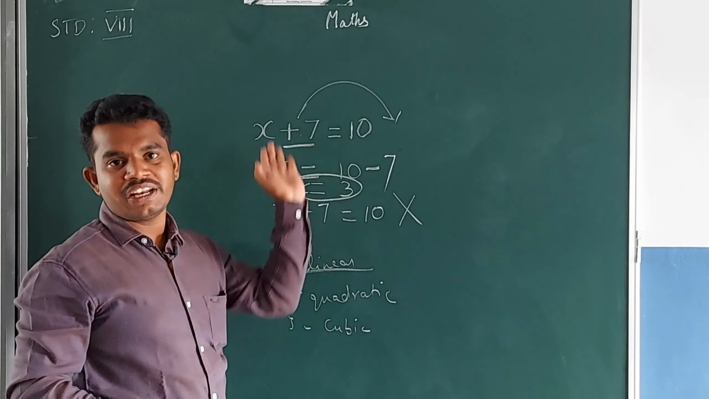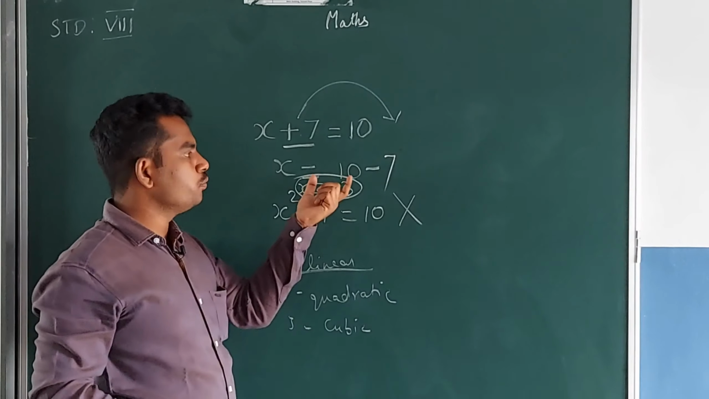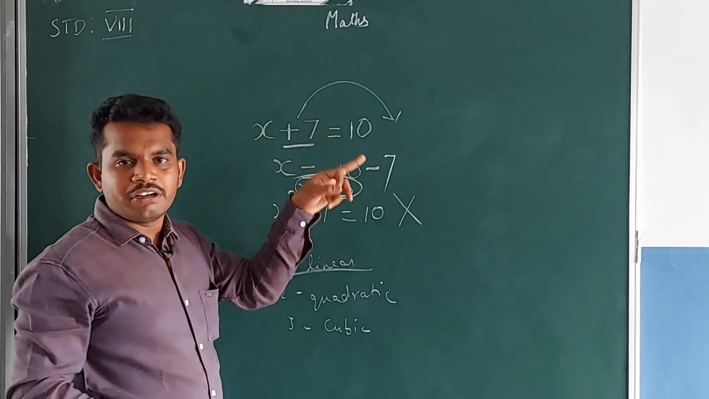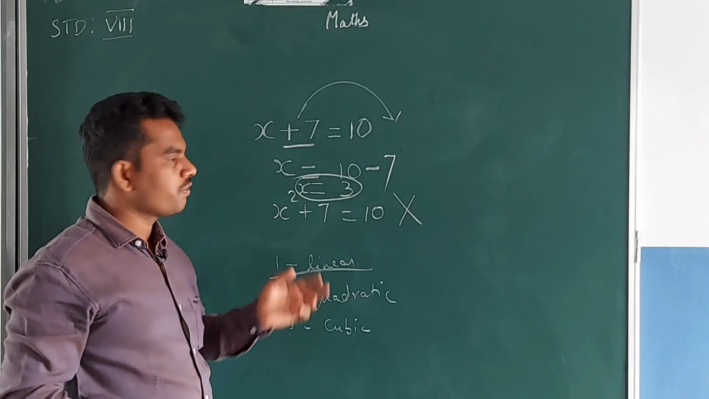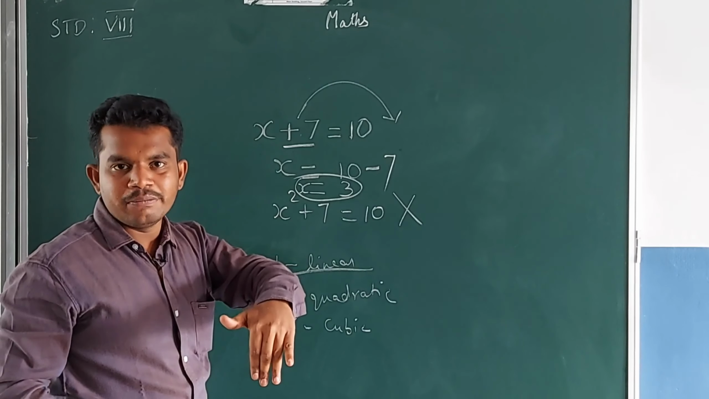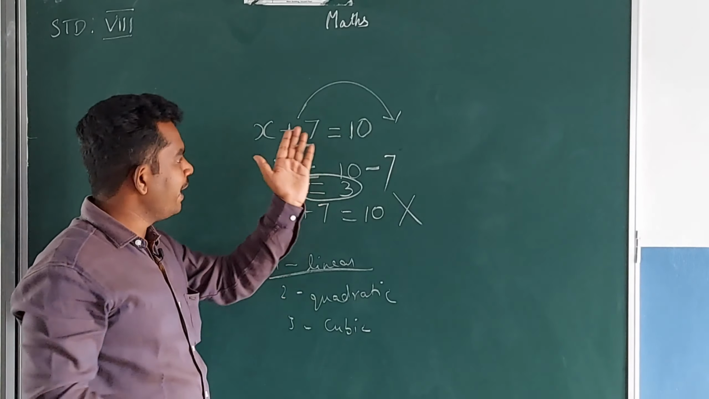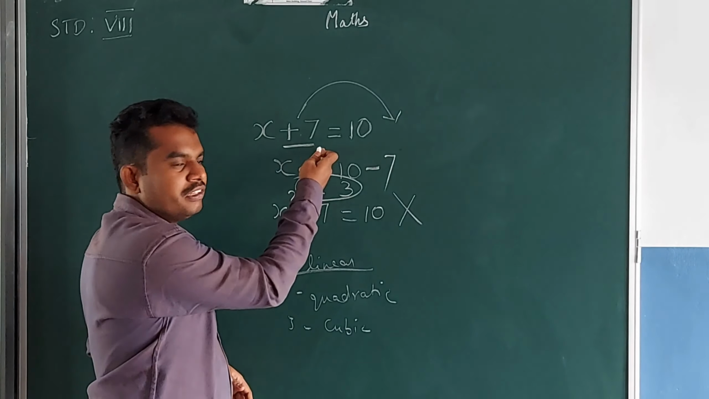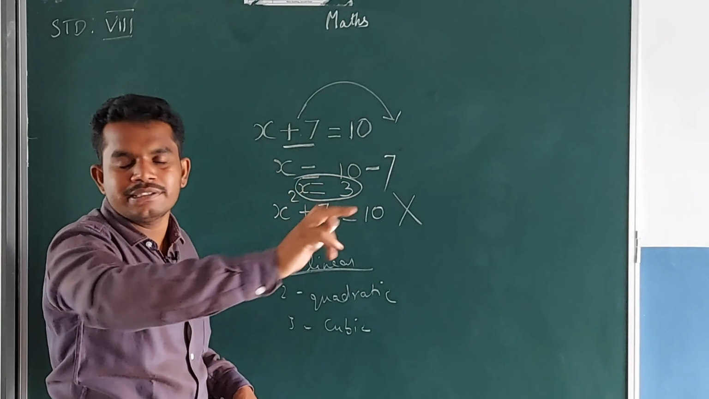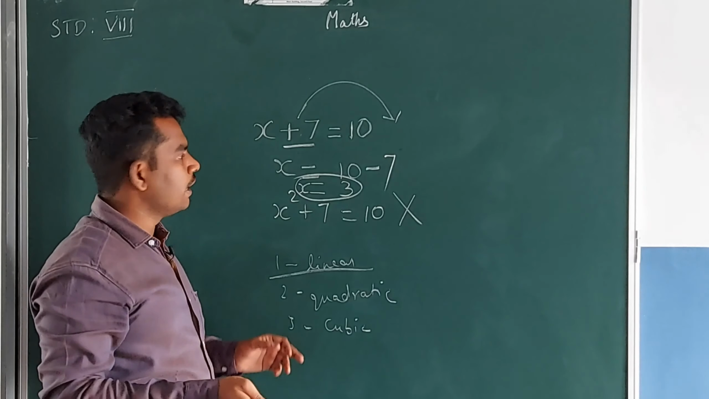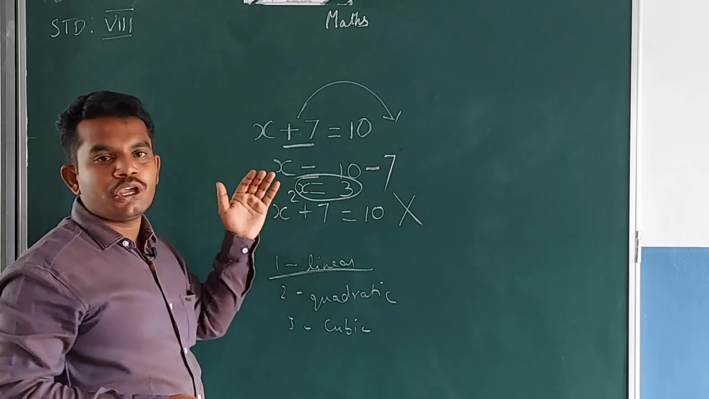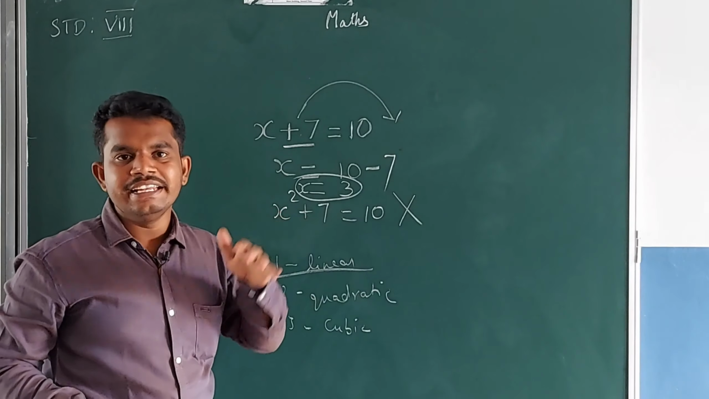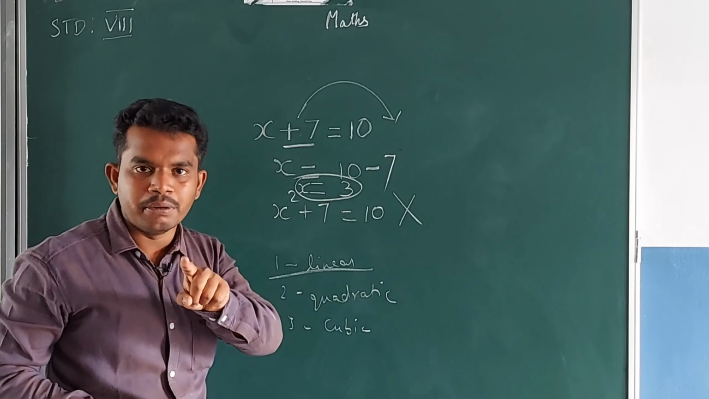That means to the right hand side, the sign should be changed. Plus 7 means minus 7. Into means divide, already you know. Divide means multiply. Multiply means divide. Minus means plus. Plus means minus. Here x minus 7, the minus 7 goes to that side means plus 7. Okay. Understood? So, in this way you will find out the solution for linear equation in one variable.